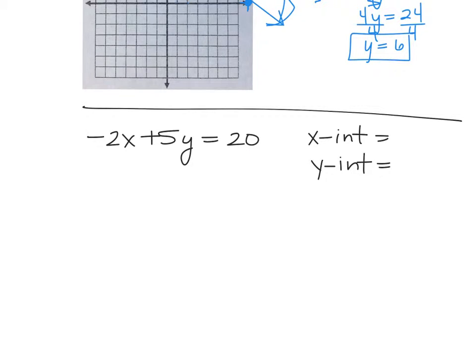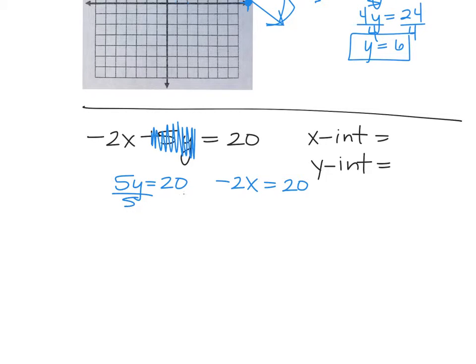Okay, so using the cover-up method, let's just do this, okay? Let's say we're going to cover up this, and we get the equation 5y equals 20. So one of your equations right now is 5y equals 20. Which intercept is that going to find me? The y-intercept, okay? Then if I cover up this one, because when I multiply by 0 it goes away, then what's my new equation? Negative 2x equals 20. So those are your two equations that you're going to solve for.